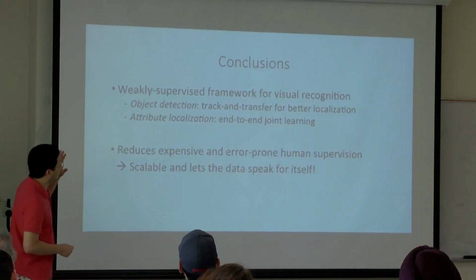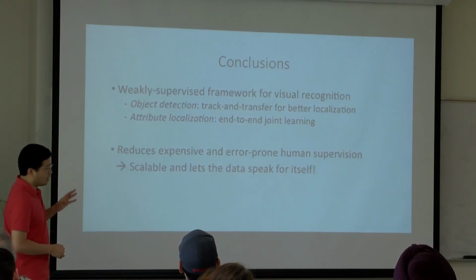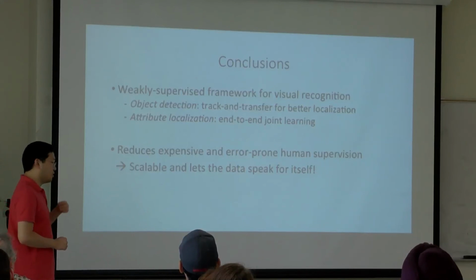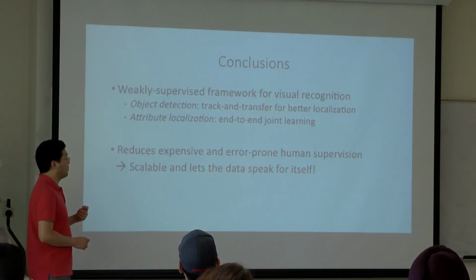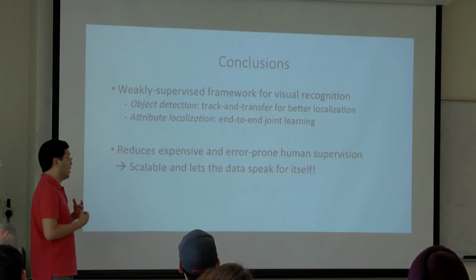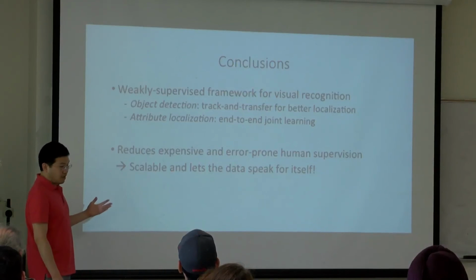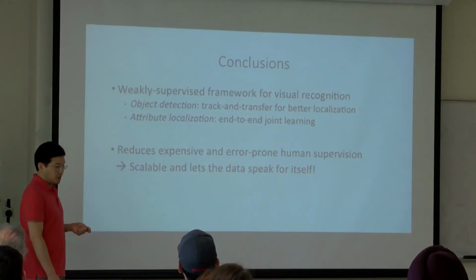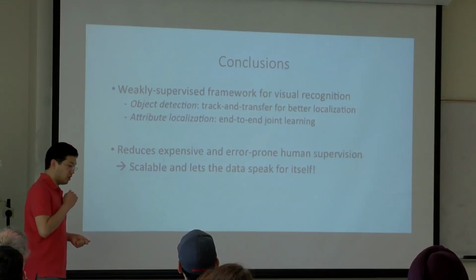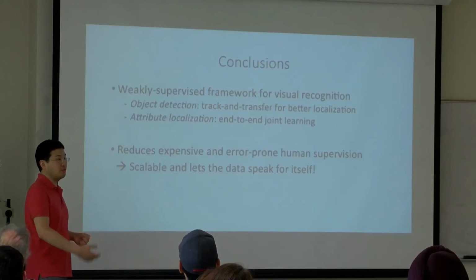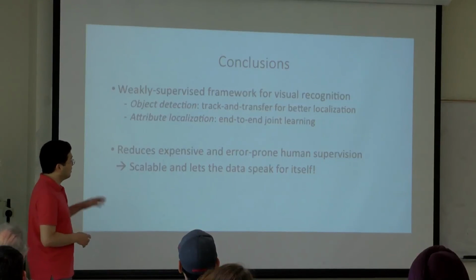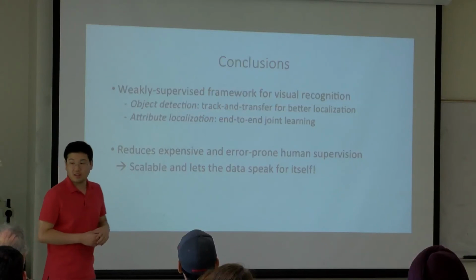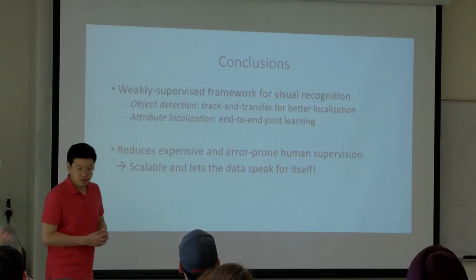And the main, I think, take-home message here is that weakly supervised learning is nice because it reduces annotations, which are expensive and error-prone. And so it's scalable, and at the same time, it lets the data speak for itself because you don't necessarily want to constrain your algorithms to learn from what a human thinks is best for learning, right? So this is, I think, the advantage of weakly supervised learning.